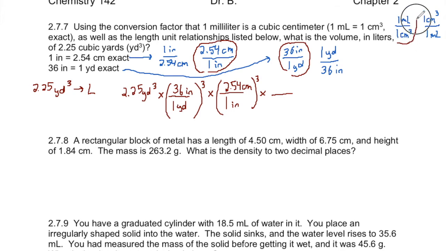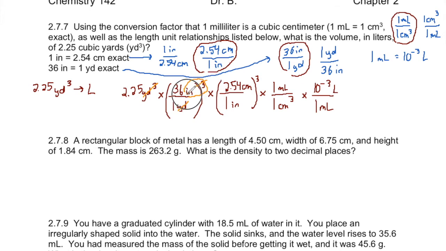And then we need to have this conversion factor to get rid of cubic centimeters. I forgot to write this relationship that 1 milliliter is 10 to the minus 3 liters. Let's go ahead and use that one. So now when we do this, the first step will convert cubic yards into cubic inches. So we'll have cubic inches. Then we'll cancel that and have cubic centimeters. Then we'll cancel that and we'll have milliliters. And then we'll cancel that and we will have liters.